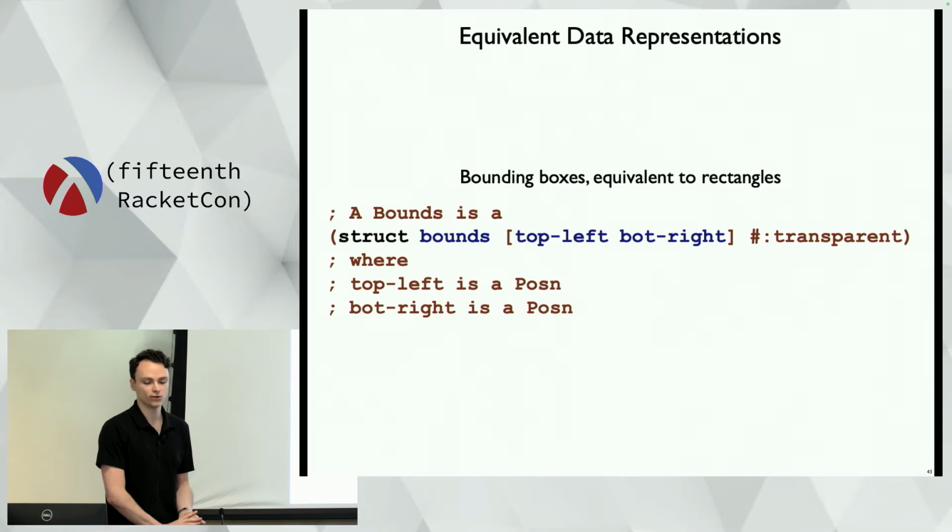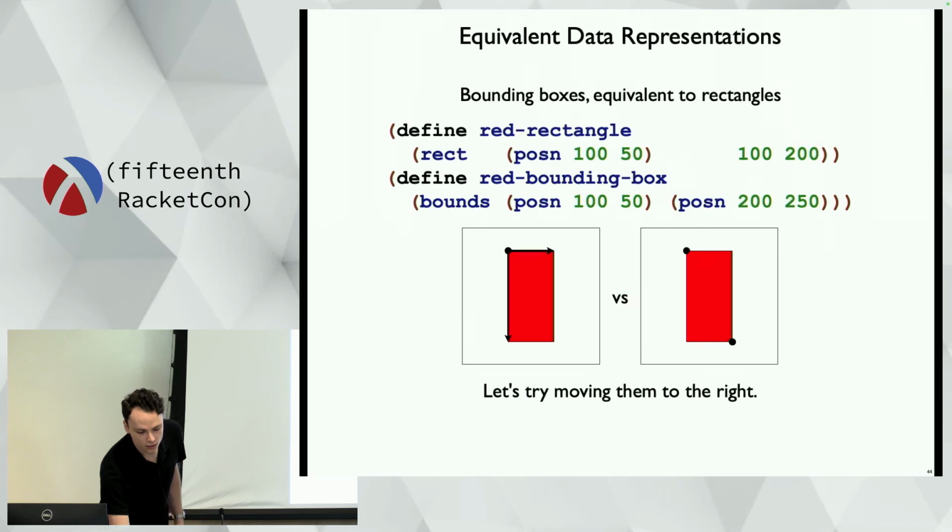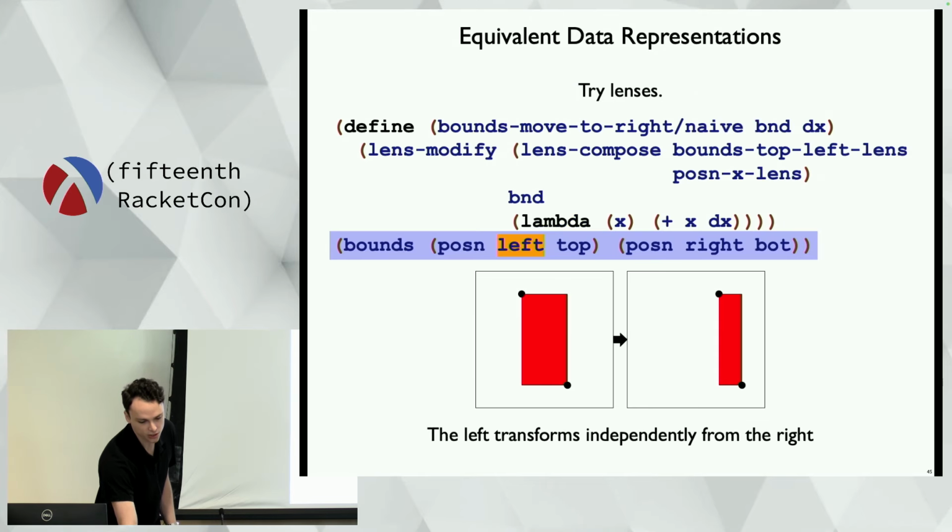And another example of equivalent data, let's say we define bounding boxes, which are kind of like a rectangle, except we have a top left position and a bottom right position instead of having a width and height. So these two things are equivalent. They're just different ways of representing the idea of a rectangle. Now, let's try moving a bounding box to the right.